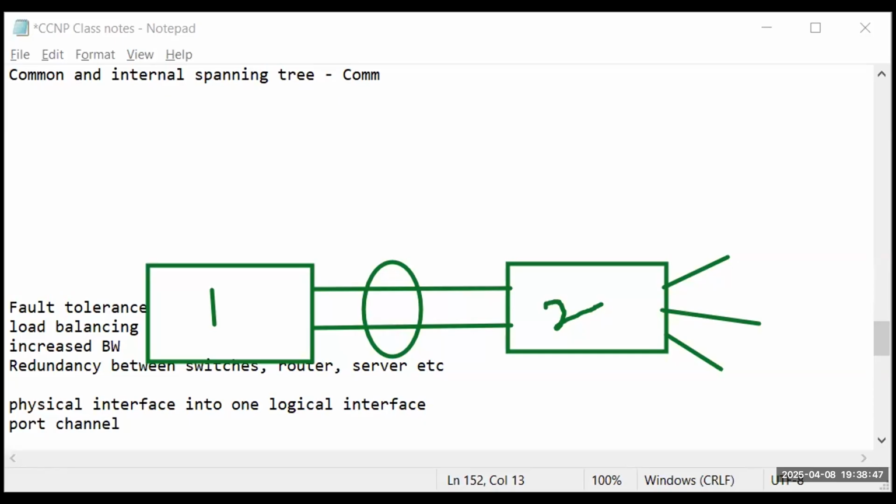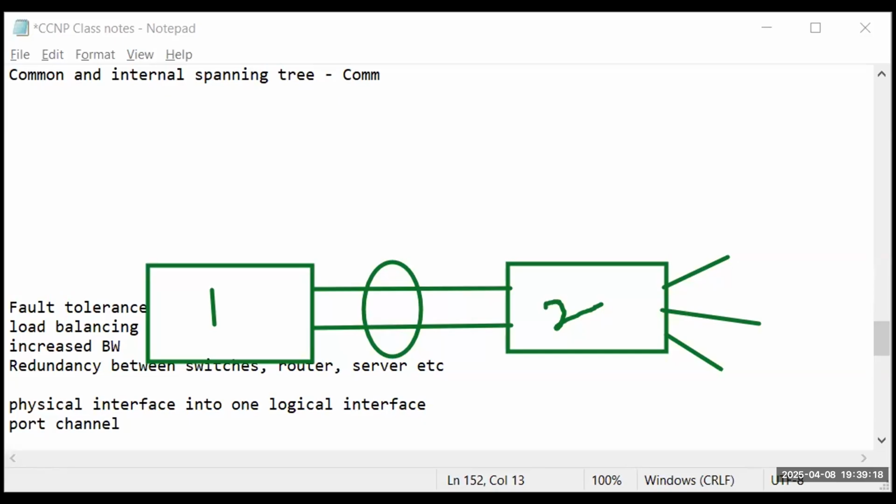And moreover, the hardware feature is totally different. This is server OS based, and that is switch IOS based. The OS is different, so we cannot think of combining them. That is not compatible. So the best possible chance is only between switches, and between the servers.